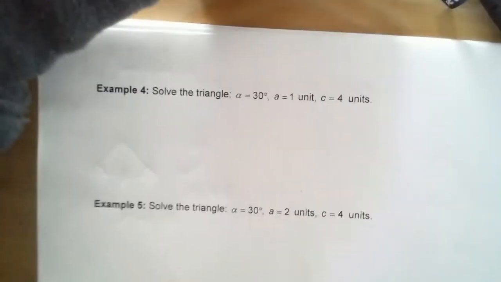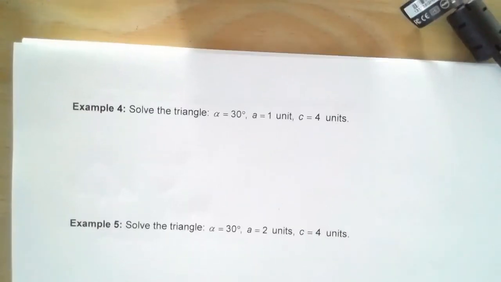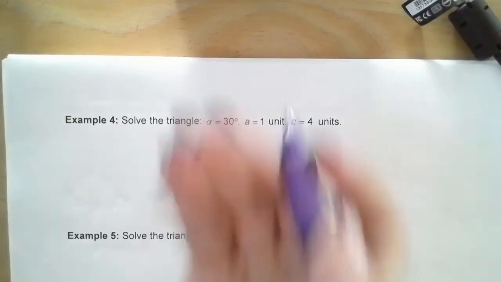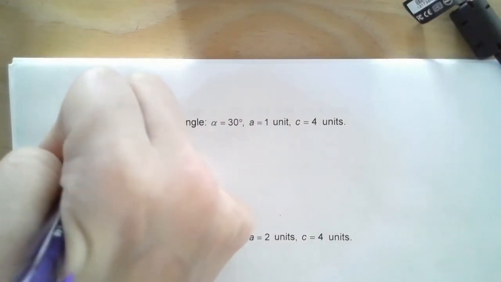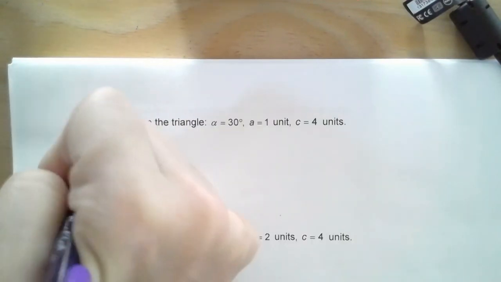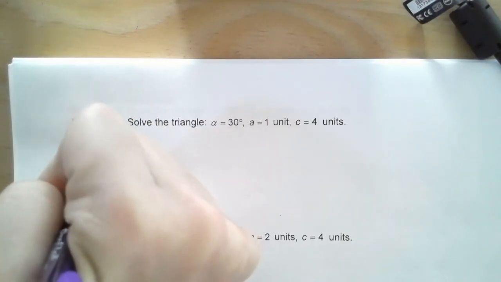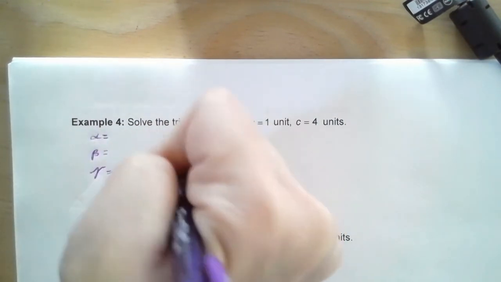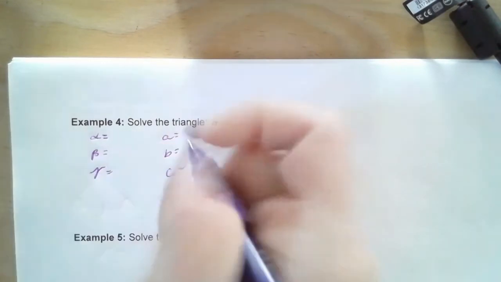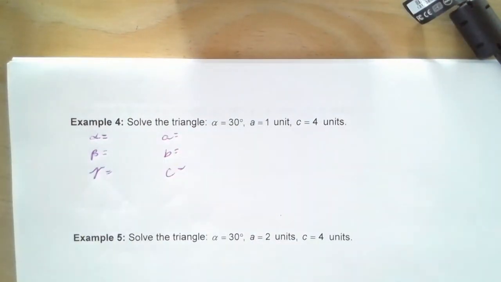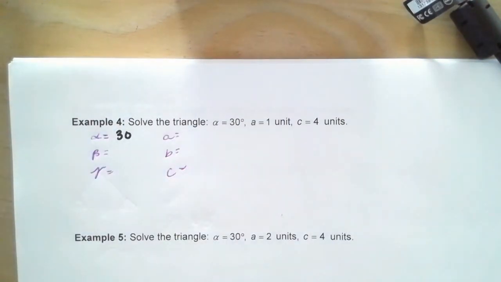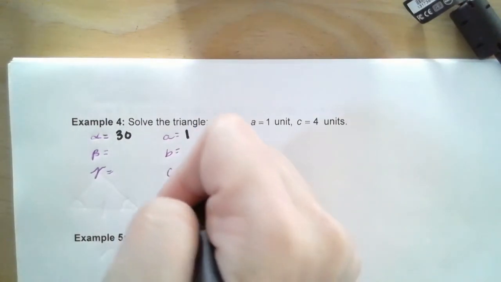So let's do some examples now. Alright, so let me set up my list. So I have alpha equals, beta equals, gamma equals, A, B, C. We are given alpha is 30, A is 1, and C is 4.